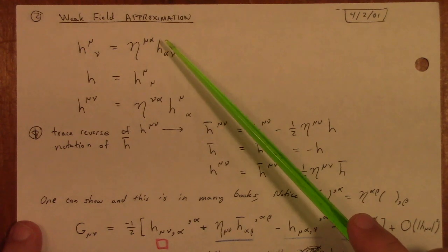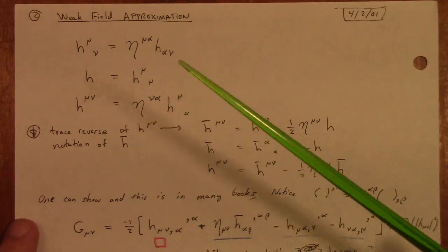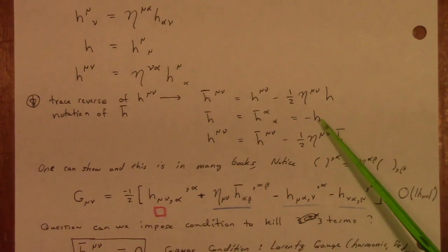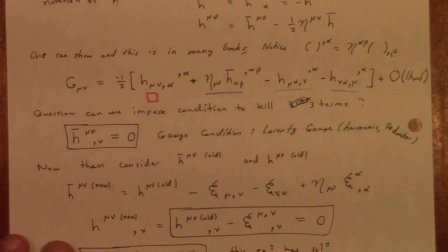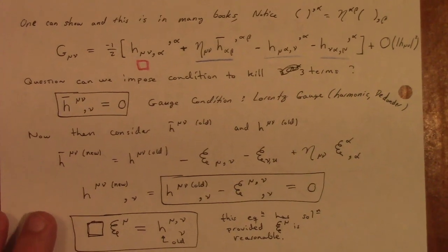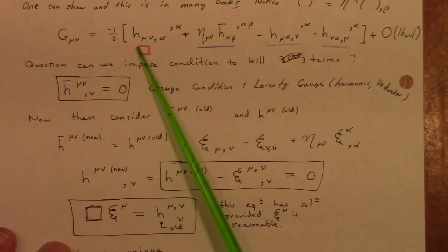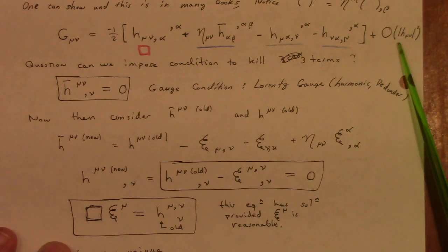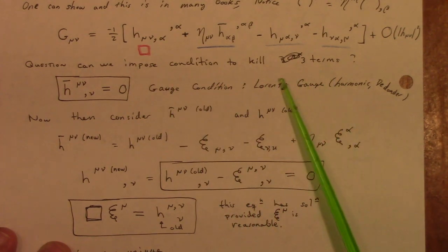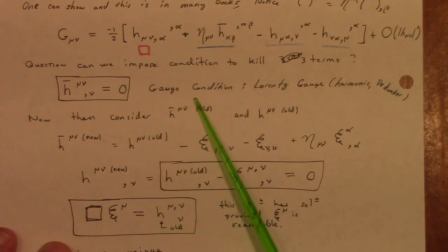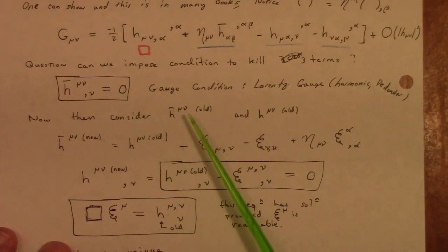You raise the index, the trace, both indices up. Talks about tracing. All right, and then he says, well, you can show... So I guess he was getting impatient at this point. Anyway, jumping ahead, you can show that the Einstein tensor has this form, plus order that. And then his question is, we can impose a condition to kill 3 terms, in particular this, the Lorentz gauge, or the harmonic or de Donder gauge condition, like so.